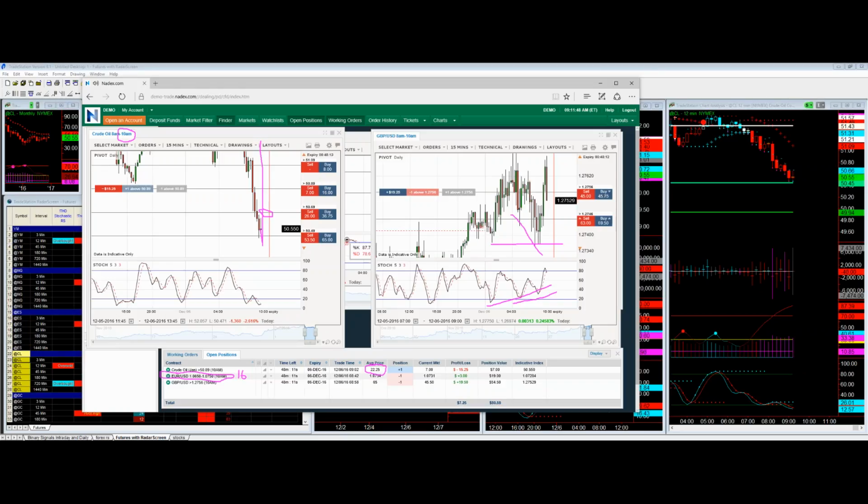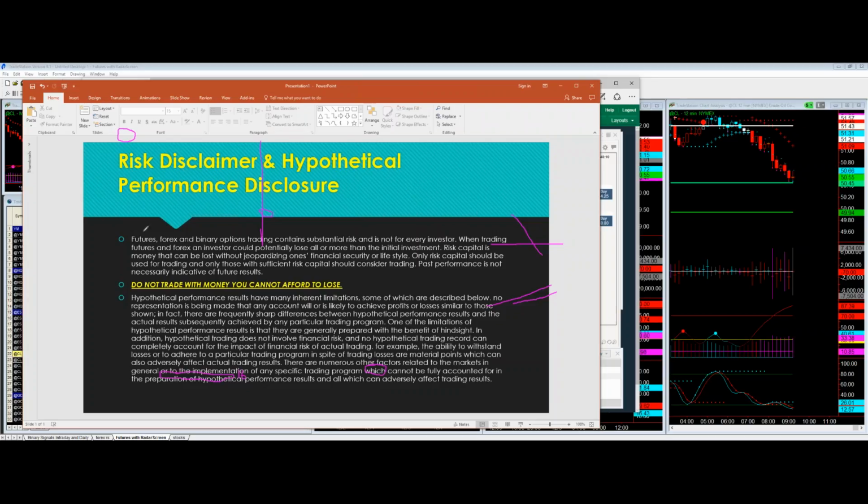And I guess I'd better do this again. For anybody that just came in, this is your risk disclaimer and your hypothetical performance disclosure. You can read that while we're waiting on these to move. The big one is do not trade with money you cannot afford to lose. If you cannot afford to lose, do not trade, because you will. It's not saying you're going to lose your whole account or everything. It's just telling you that you will have losses.